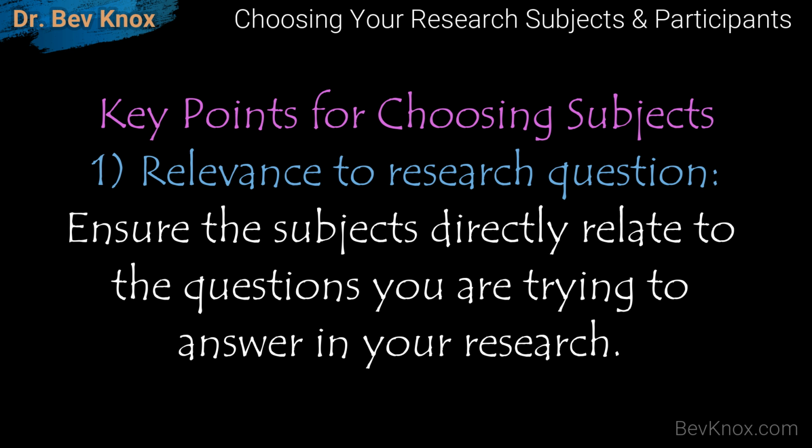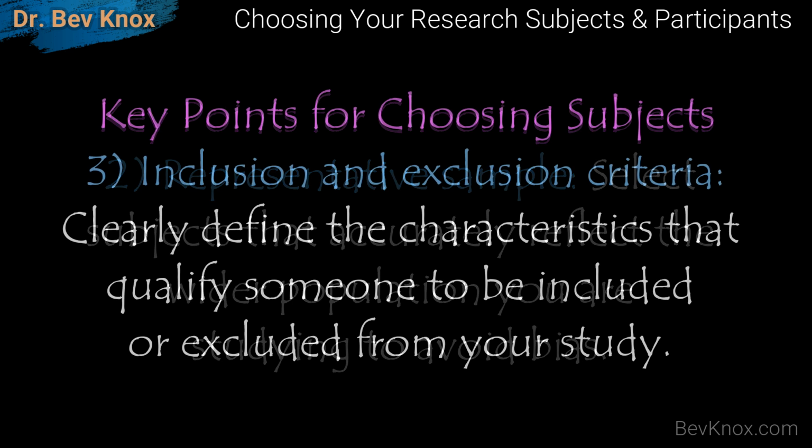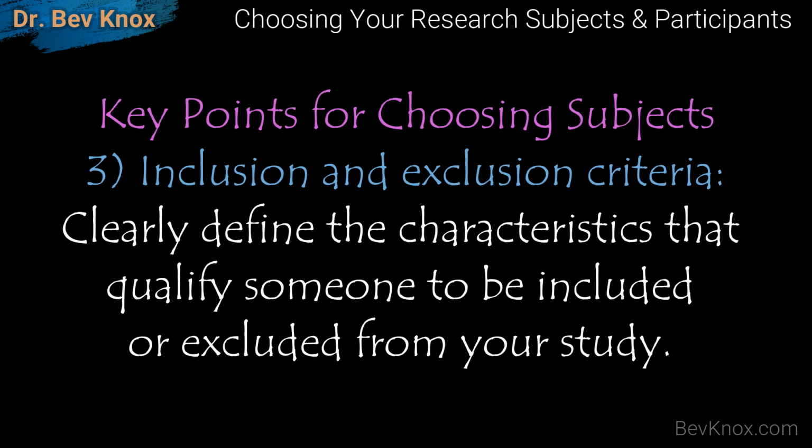First, relevance to research question. Ensure the subjects directly relate to the questions you are trying to answer in your research. Next, representative sample. Select subjects that accurately reflect the wider population you are studying to avoid bias. And next, inclusion and exclusion criteria. Clearly define the characteristics that qualify someone to be excluded or included in your study.